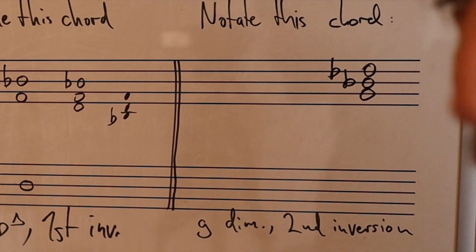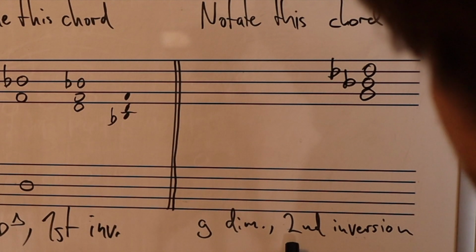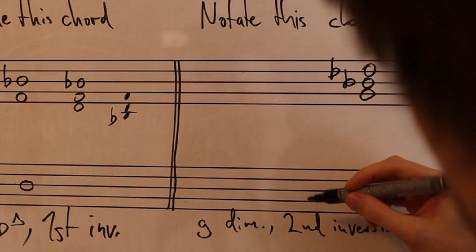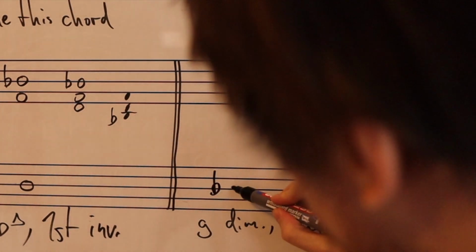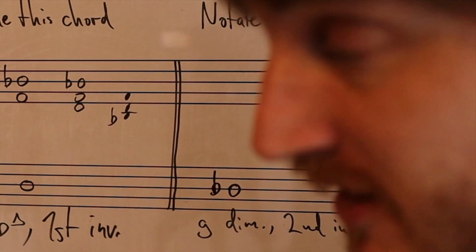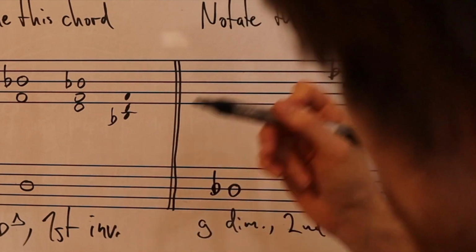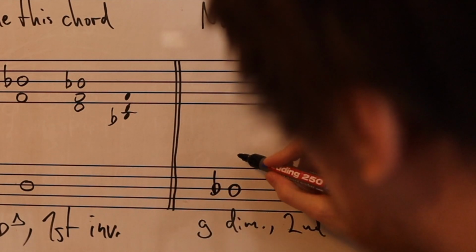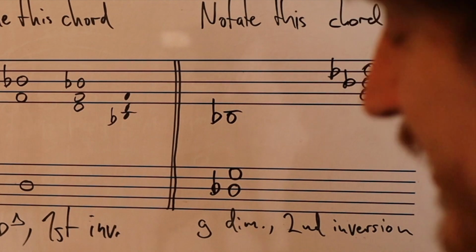So the fifth has to be the lowest note because it's the second inversion. We can go ahead and write that there. D flat. Now we need the other two chord tones, G and B flat. It doesn't matter where we write them really. Let's just put them anywhere. So this is G diminished, second inversion.